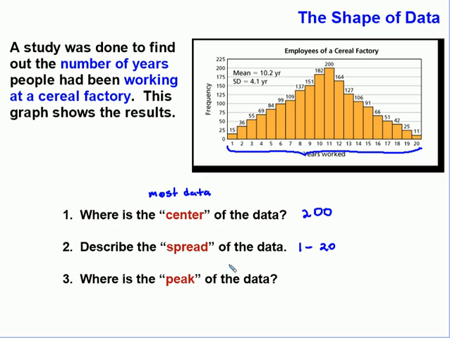And where is the peak of the data? Where is most of the data? Well, in our case, the peak is right here at 200. Now, it doesn't have to be. Sometimes the peak will be over on this side. Maybe the peak would be at 109. Or maybe the peak is all the way over here at 11. But the peak of the data tells us also where most of the data is.